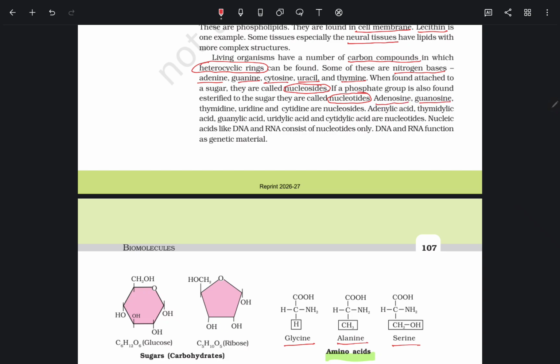Adenosine, guanosine, thymidine, uridine, cytidine are nucleosides. Adenylic acid, thymidylic acid, guanylic acid, uridylic acid, cytidylic acid are nucleotides. Nucleic acids like DNA and RNA consist of nucleotides only. DNA and RNA function as genetic material.